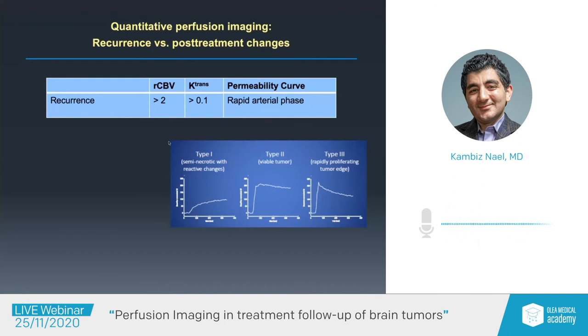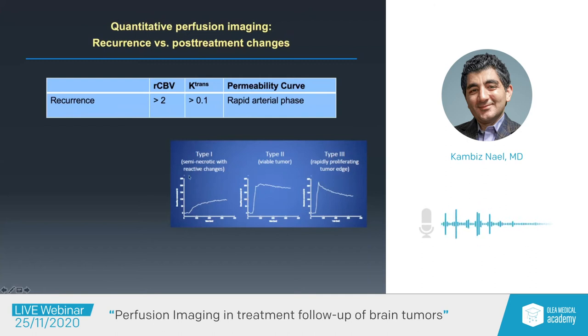The permeability curve, as many of you may be aware, is basically looking at the CE perfusion in a region of interest over the enhancing component, and looking at the pattern of enhancement. If you have either of these two curves with an initial rapid arterial phase, that is suggestive of viable tumor, as opposed to radiation necrosis or necrotic tissue, which doesn't have this rapid arterial component and basically shows very slow progressive enhancement over time.